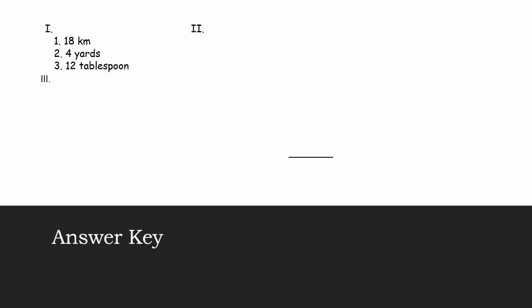Okay, so Roman numeral 2, number 4, which is greater, which is smaller, or is it equal? So 1 liter is greater than 590 ml because 1 liter is equivalent to 1000 milliliters. So therefore 1 liter is really greater than 590 ml.